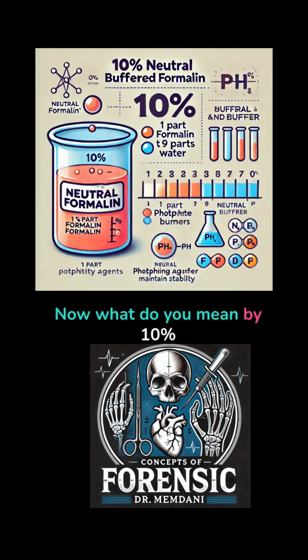Now, what do you mean by 10% neutral buffered formalin? Let's break this down. So, 10% is the amount of dilution. It means if there is 100 ml of formalin which you are using, 90 ml is something else, a diluent, and only 10 ml is the actual formaldehyde concentration within it.